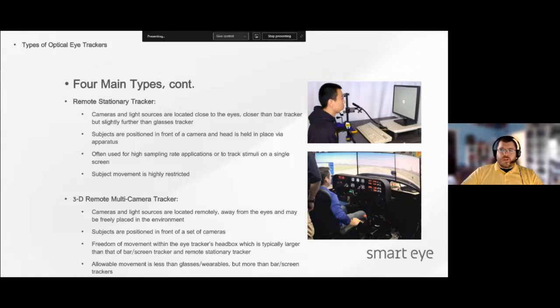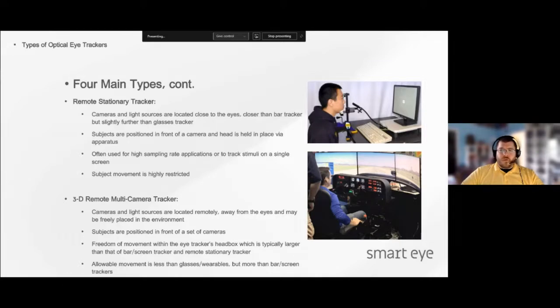Third, we have remote stationary trackers. This is generally used for medical grade level research. Subjects are typically positioned very close to the camera, much closer than with a bar or screen tracker, and have very limited movement. This may be an issue for subjects who can't sit still for very long. However, the subject's limited mobility allows these trackers to operate at higher sample rates. An example here would be they can be used for early detection of Alzheimer's disease or for exploration of the relationship between glaucoma and eye movements.